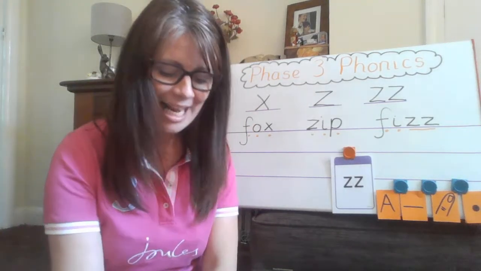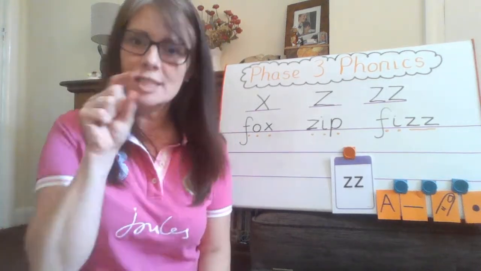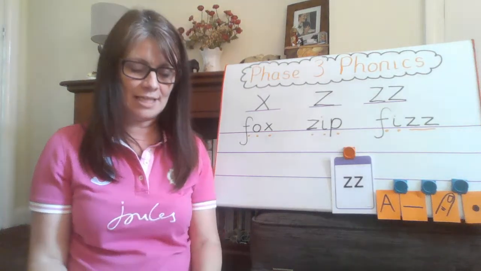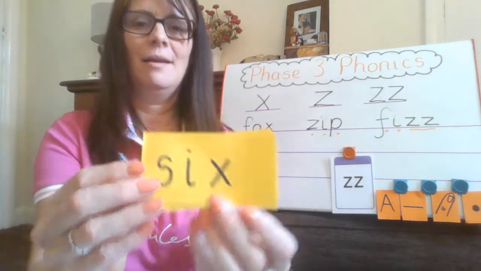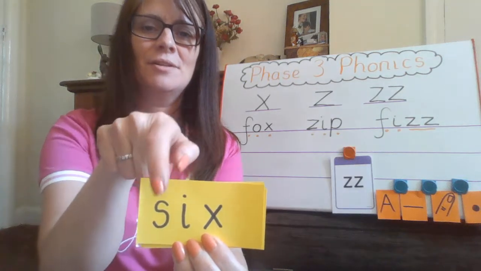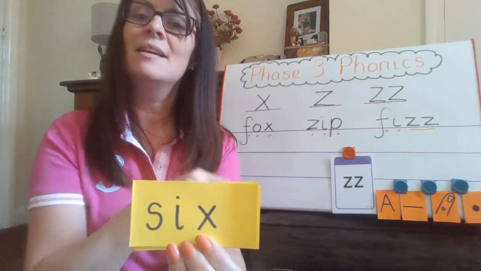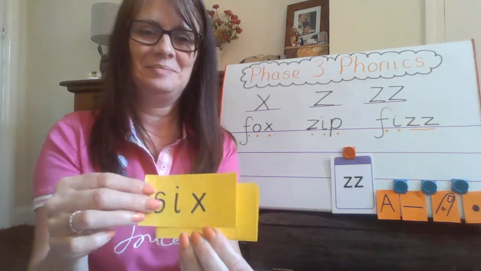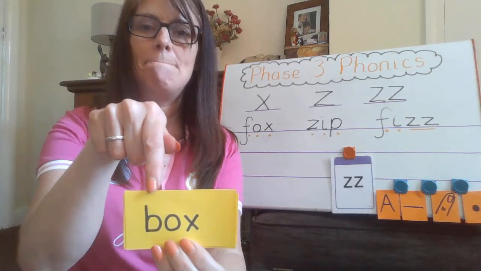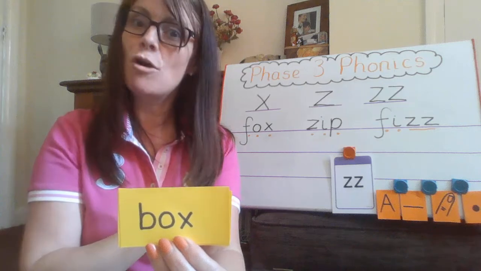Now I've got some word cards. I want you to see if you can read the words, spot the graphemes in the word and then read it. Are you ready? Sound it out first. S, I, x, six. Ready? B, ox, box.